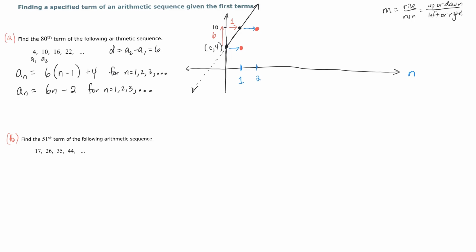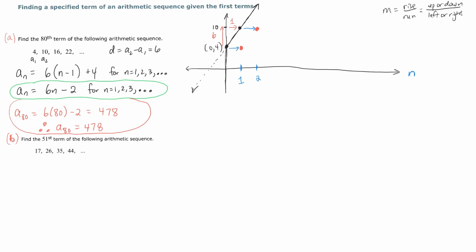I'm going to circle this, even though I'm not done, because I'm going to need this. Notice 80 is in the domain, and so we're going to find a sub 80. A sub 80 is going to be 6 times 80, which is 480, minus 2. So that's 478. Therefore, the expression that you're looking for, a sub 80, got simplified to 478. I'm going to go ahead and circle this work as well, and of course the last line includes the final answer.